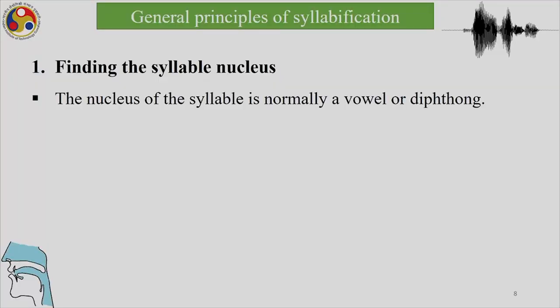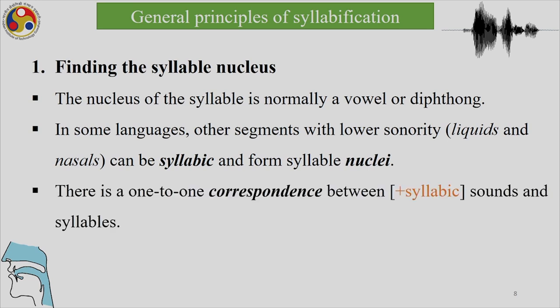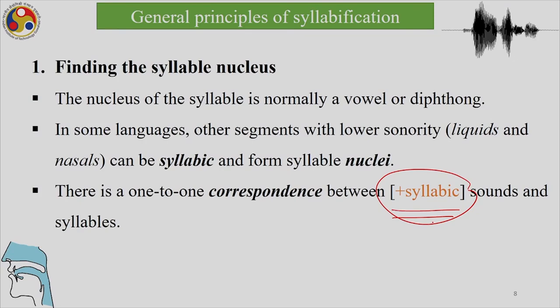So the nucleus of a syllable is normally a vowel or a diphthong. Almost always they are vowels or diphthongs, but in some languages, other segments with lower sonority like liquids and nasals can be syllabic and form syllable nuclei. And there is a one-to-one correspondence between plus syllabic sounds and syllables. If you recall from the lecture on features, some sounds are plus syllabic, which means they can be the nucleus of a syllable. That's what we mean when we say that some sounds are plus syllabic.